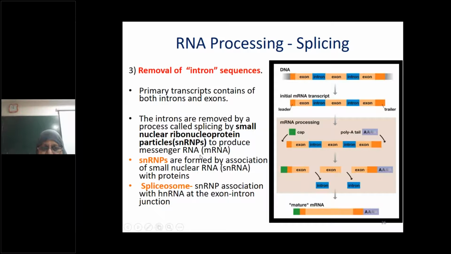Now, snRNPs are small nuclear ribonucleoproteins. They are formed when small nuclear RNA associates with proteins. When they associate with protein, they form small nuclear ribonucleoprotein particles. These in turn will cause the splicing of the introns. So here you can see capping taking place, removal of the introns occurring, and the end result is the formation of a mature messenger RNA.